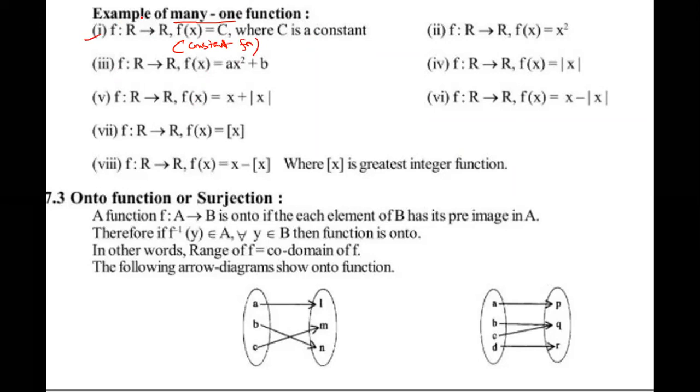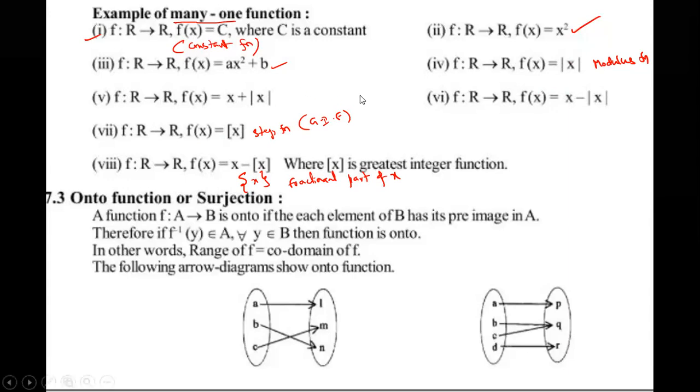1, 2. f of x equal to x square, parabola. 3. ax square plus b. All are many-one functions. This one is the step function. This one is the greatest integer function. What about this case? Anyone? Fractional part of x. And this is the modulus function. Right on. So all are many-one function examples.